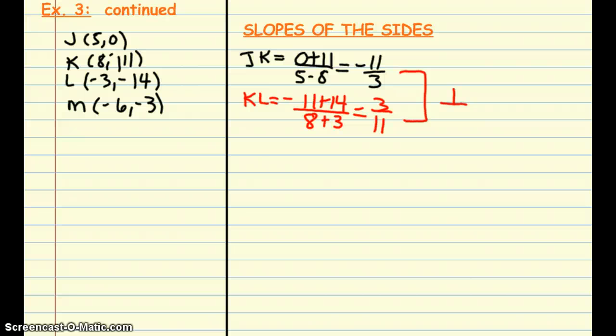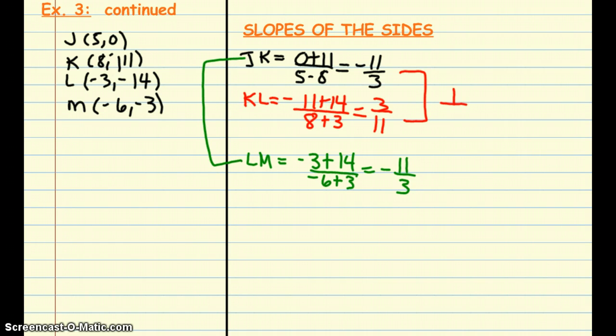So let's take a look at LM. We have negative 3 plus 14 over negative 6 plus 3, which as you're looking at it, is also going to turn into negative 11 thirds. So what does that tell you about LM and JK? They are parallel. So now what we want to do is find out what the slope of side MJ is. So we have 0 plus 3 over 5 plus 6. So this ends up becoming 11 thirds.